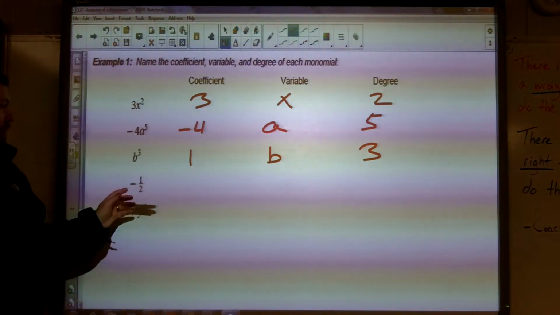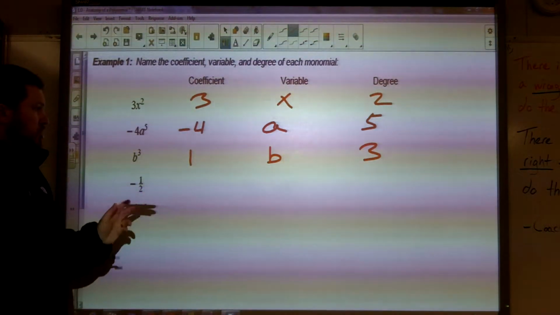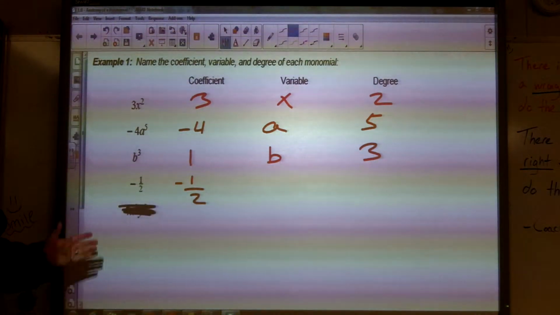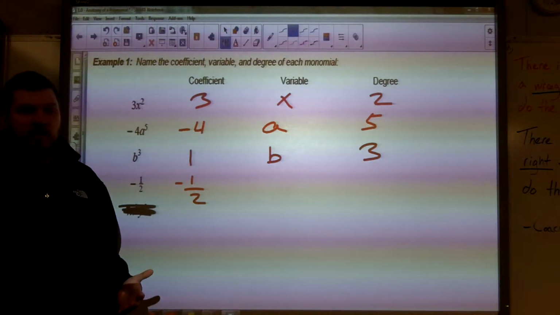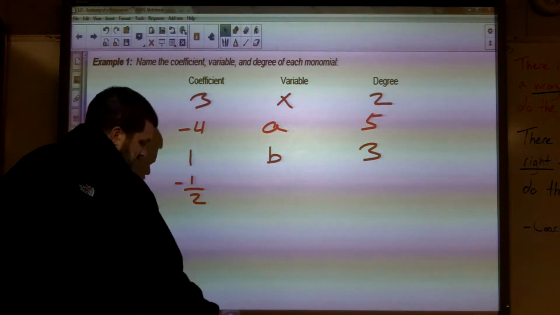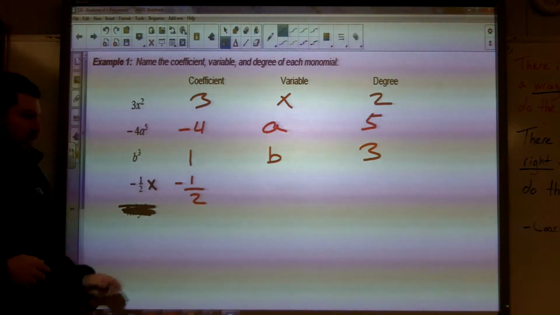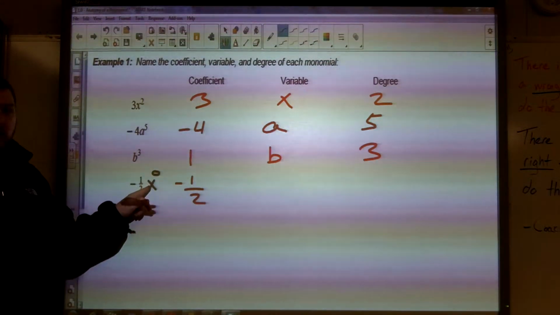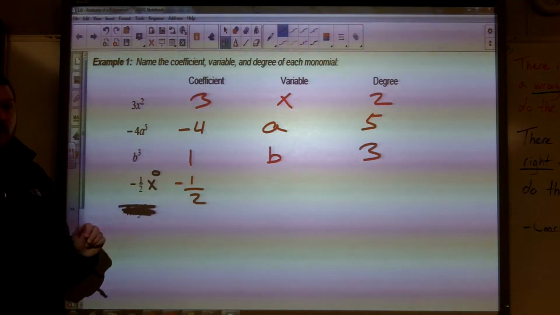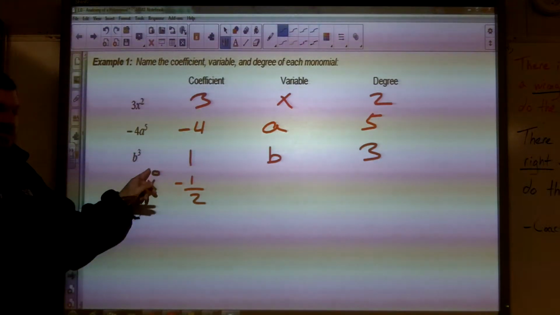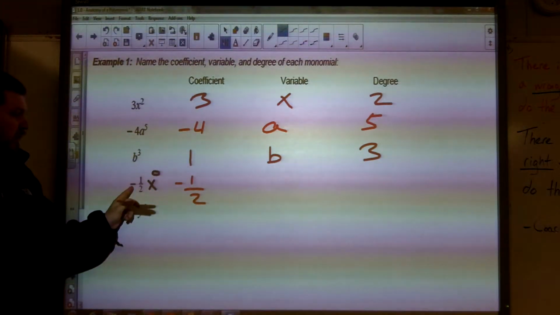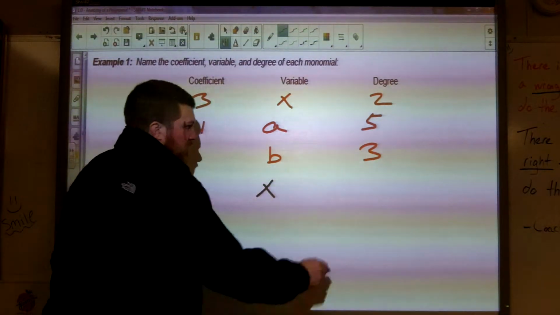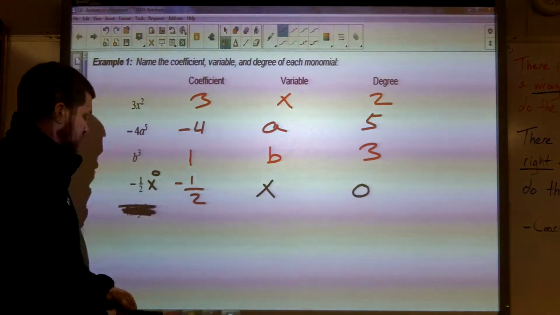And then our last example looks a little different. It looks like we just have a coefficient of negative 1/2 and no variable at all. However, our variable, which could be anything, I'm just going to use x, is actually to the 0 power. Because we know anything at all to the 0 power is just 1. So really, x to the 0 power is 1. Negative 1/2 times 1 is just negative 1/2. So for this example, my variable was x, my degree or power was 0.